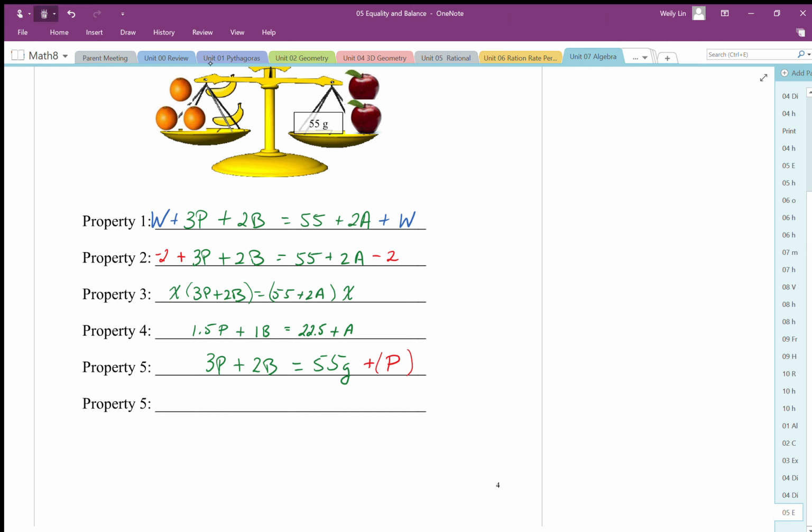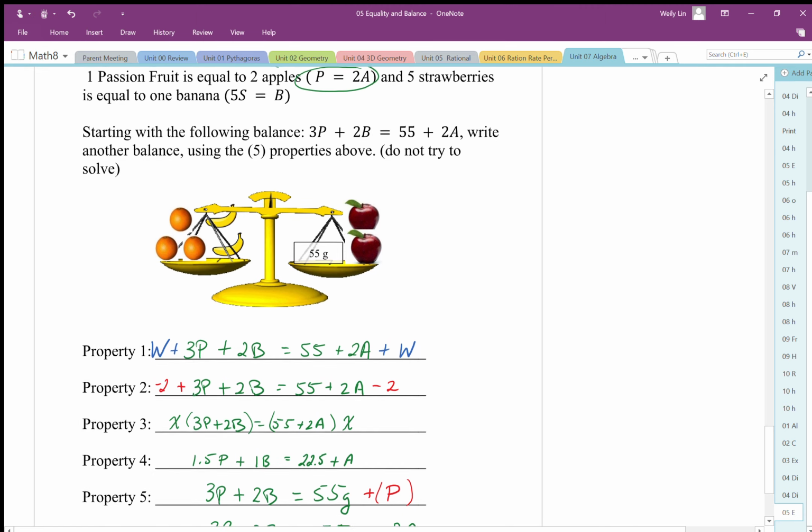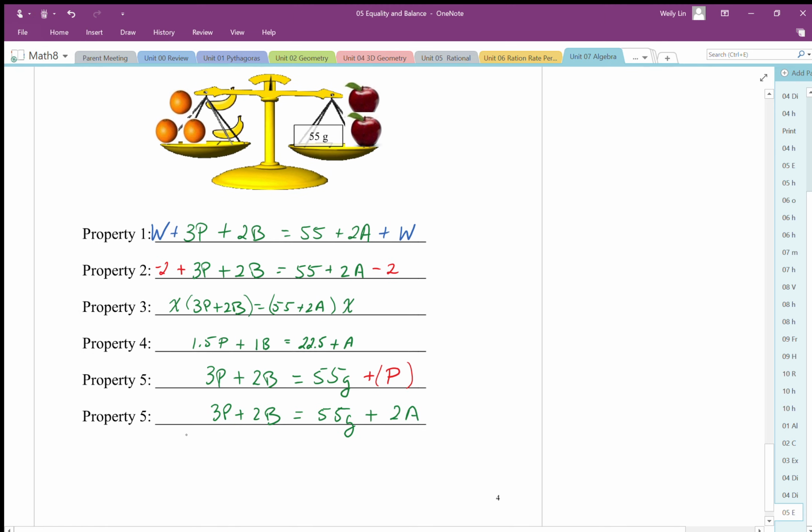Let's do another like for like replacement here. So I have 3P plus 2B is equal to 55 grams plus 2 apples. And since 5 strawberries is equal to 1 banana, I can replace one of these bananas. So I'm going to write it like this. 3P plus B plus B. And I'm going to replace one of these bananas. Instead of a banana, I'm going to replace that with 5 strawberries. And I know that since I did a like for like replacement, this is going to remain balanced.